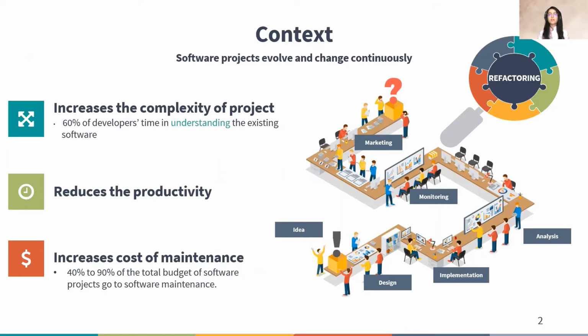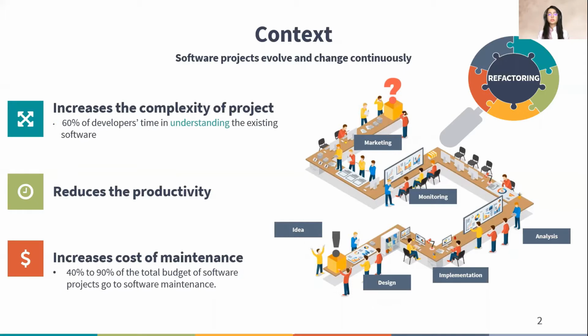Software projects evolve and change continuously with the changing requirements of customers. And as the software changes, its structure becomes more and more complex. That's why understanding code is by far the activity at which developers spend most of their time. This reduces productivity and efficiency of developers as well as their motivation to work.